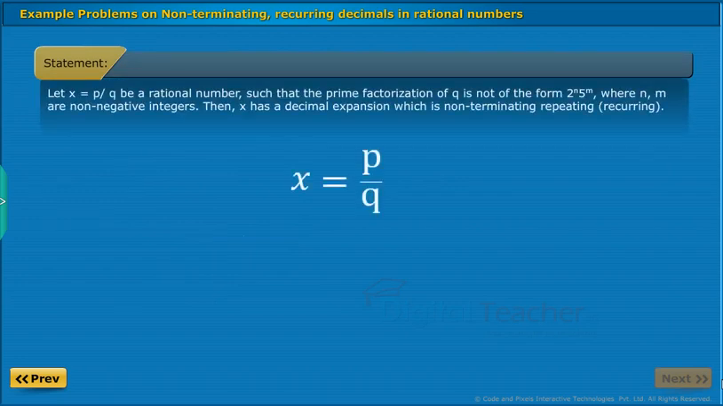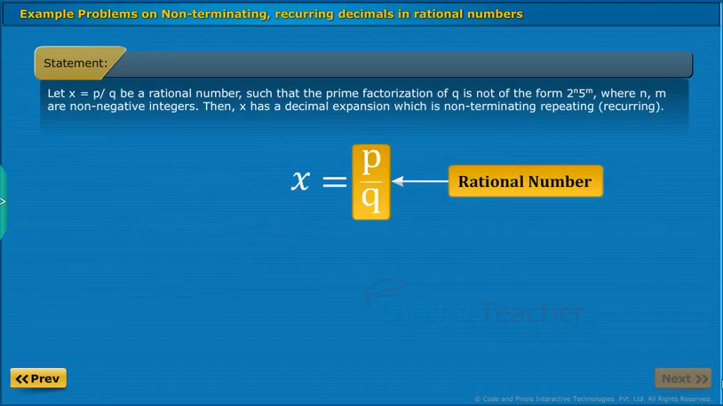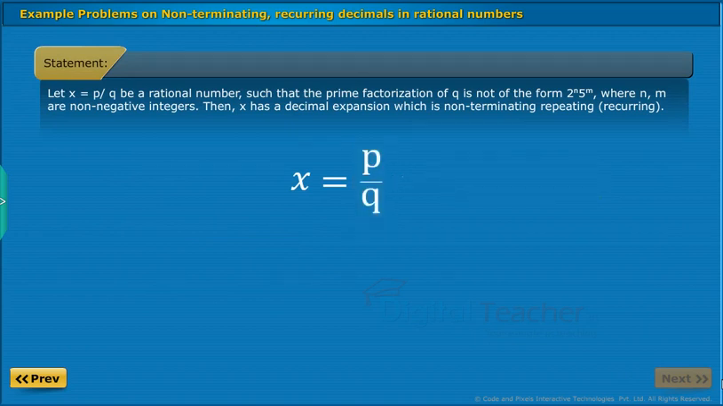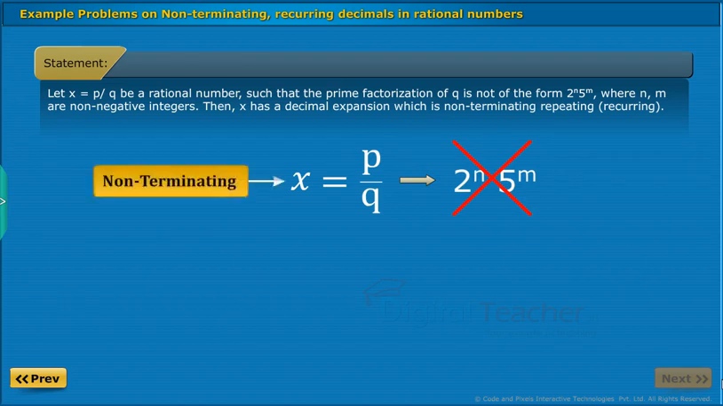Let x equal p by q be a rational number, such that the prime factorization of q is not of the form 2 power n, 5 power m, where n, m are non-negative integers. Then x has a decimal expansion which is non-terminating, repeating, recurring.